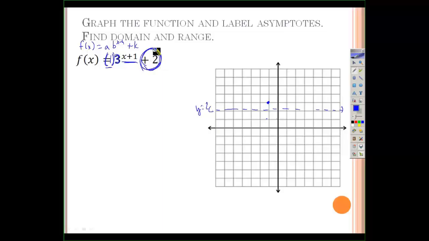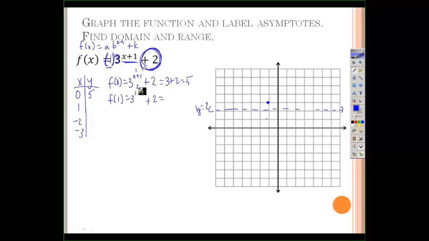Okay, now we just need to do a t-chart. 2 points to the left and 2 points to the right of this guy right here. So I'm going to pick 0 and 1, negative 2, negative 3. So I'm going to say f of 0 equals 3 to the 0 plus 1 plus 2. Okay, 3 to the first is 3, so I'm going to say 3 plus 2 equals 5. There's a 5 right there. F of 1 equals 3 to the 1 plus 1 plus 2. Okay, 3 squared is 9 plus 2 equals 11.